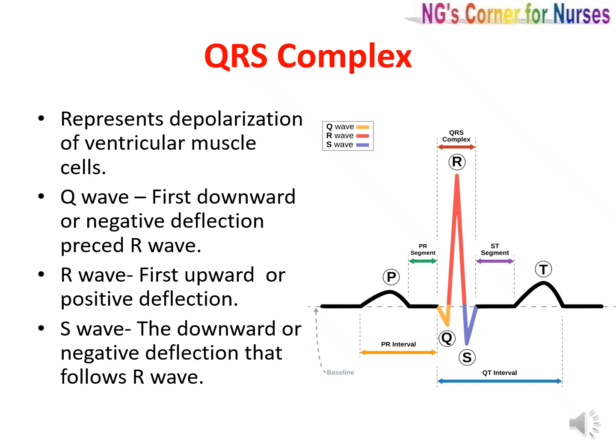QRS complex represents depolarization of ventricular muscle cells. Q wave is the first downward or negative deflection preceding the R wave. R wave is the first upward or positive deflection, and S wave is the downward or negative deflection that follows the R wave.